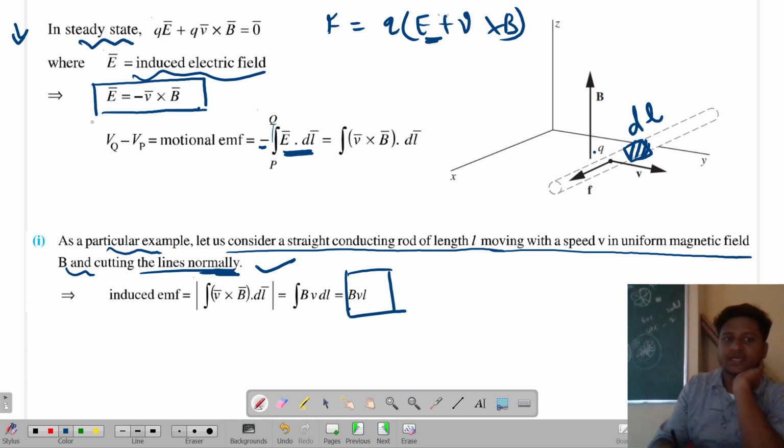Remember that what it is written is in a steady state. What is this steady state? Why are we using the word steady state? Steady state means the charges inside are not moving. Initially, there was no current inside the conductor. Got it or not? Is this okay or not?